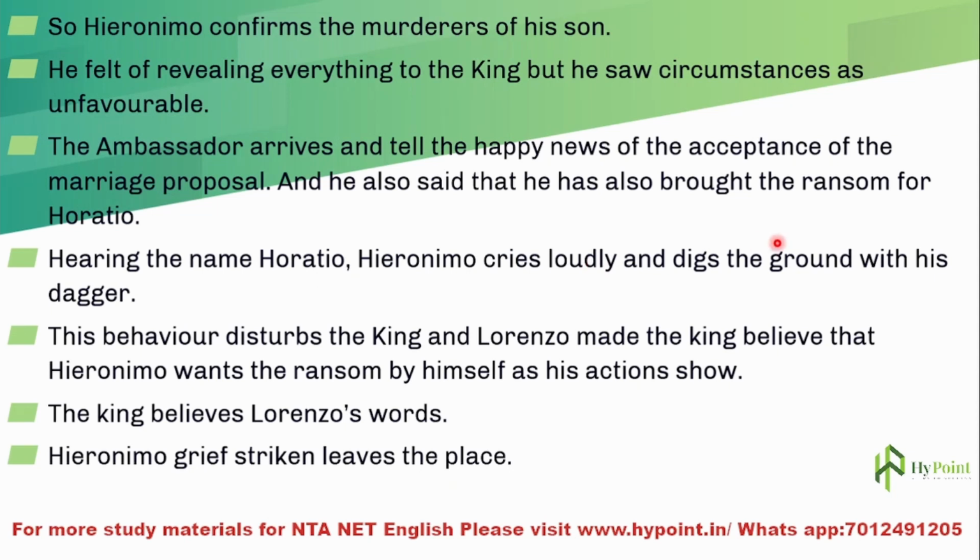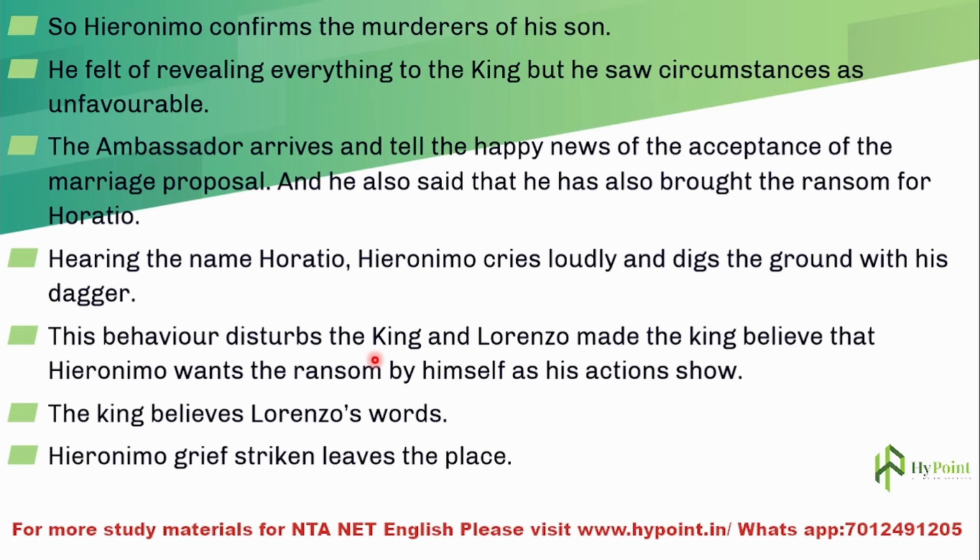And hearing this name Horatio, his son's name, Hieronimo cries loudly and digs the ground with his dagger. So Hieronimo, at times after the death of his son, loses the balance of his mind, and he cries loudly. By hearing Horatio, he cries loudly and digs the ground with his dagger. So this behavior disturbs the king.